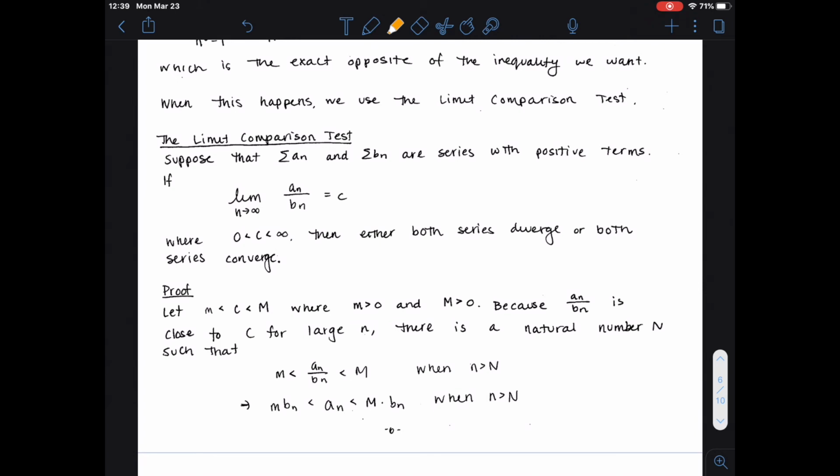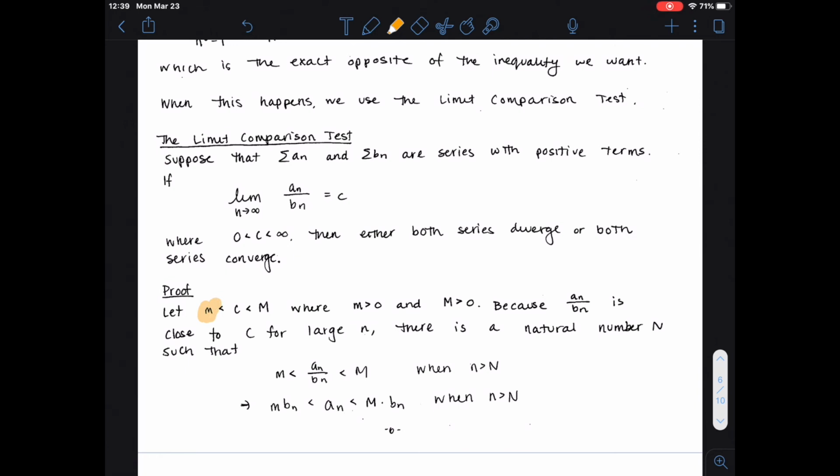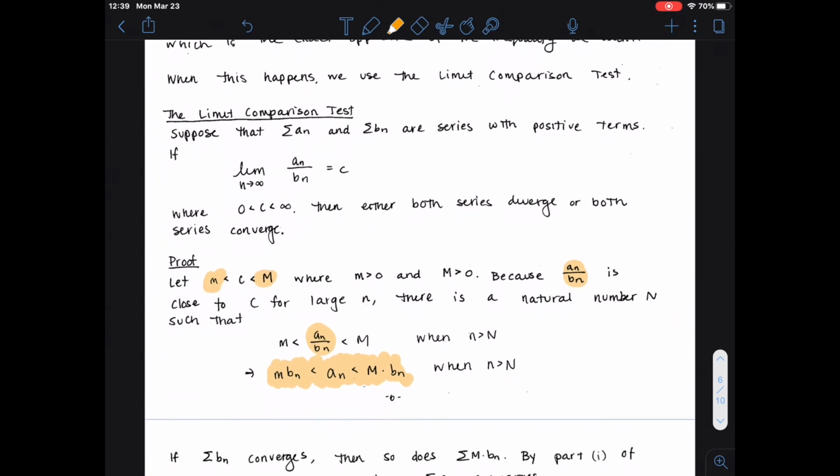You know this thing is going to something positive in its limit. So there's going to exist a small value m that's below it and a big value M that's above it. Because this limit goes to c, that term is going to be close to it for large values of n. So basically you can say when n is super large, it's going to be trapped between these two values. So what you get is this nice inequality. You get m times the terms bn is less than an, and then you get that constant times bn as well.